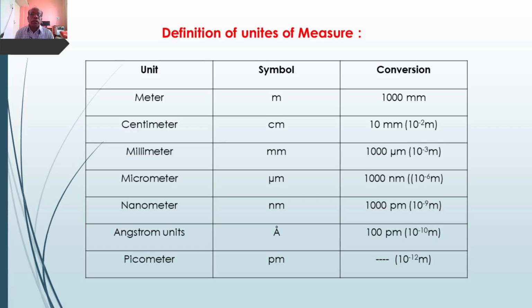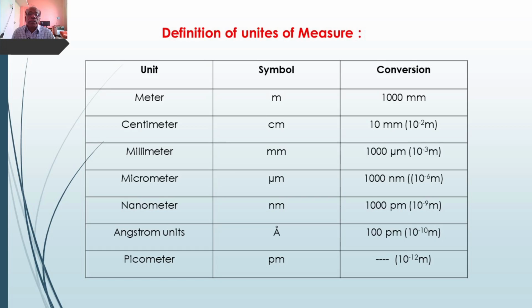Then 1 nanometer is equivalent to 1000 picometer, and this can be denoted as 10 raised to minus 9 meter.